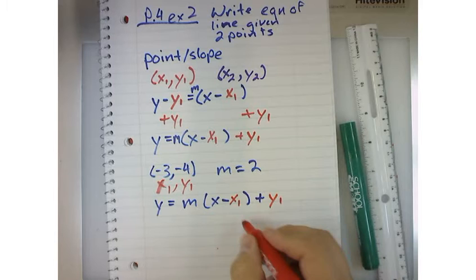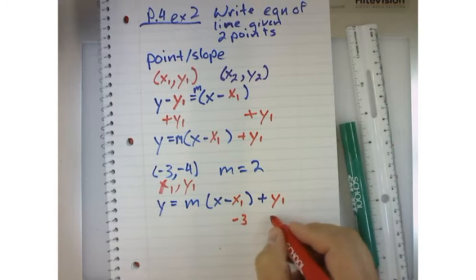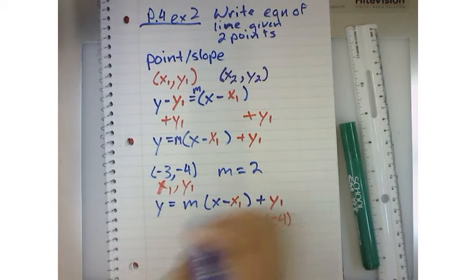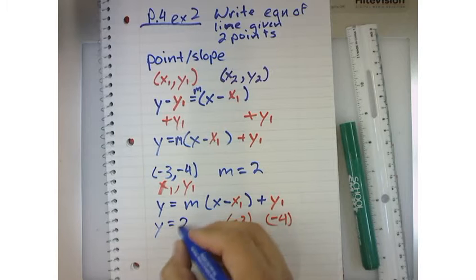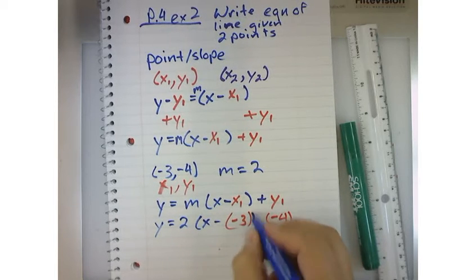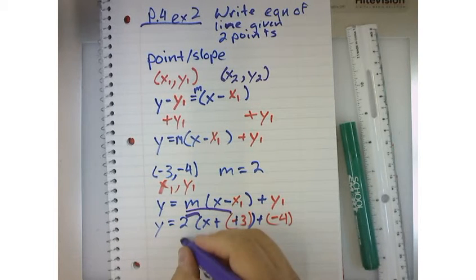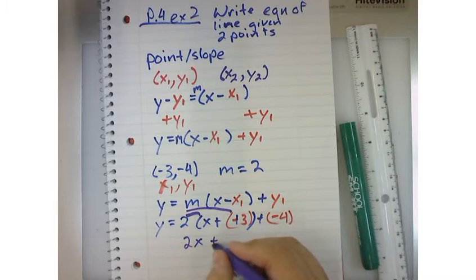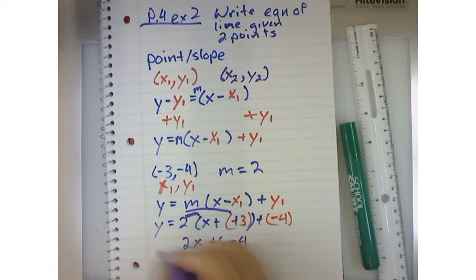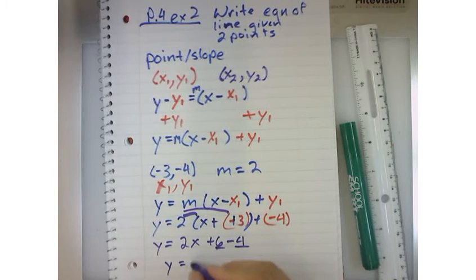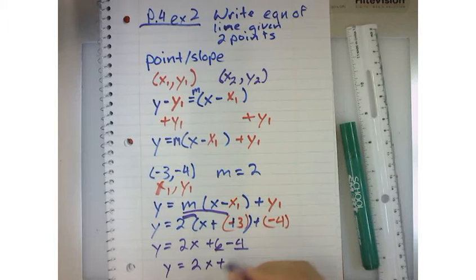And x sub 1 is -3, so I'm going to put the -3 here and then -4. And then my slope is 2, so I'm going to end up with y is equal to 2 times the quantity x minus -3 plus -4. So when you minus -3, it really becomes a plus, and then I've got to distribute the 2 through the parentheses. So I get 2x plus 6 minus 4. Combine like terms here, and I get y is equal to 2x plus 2.